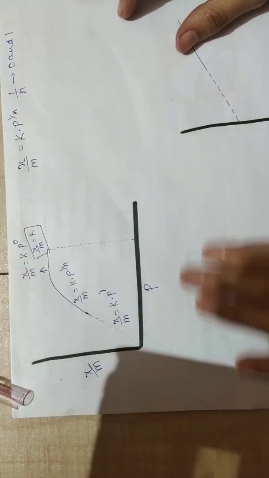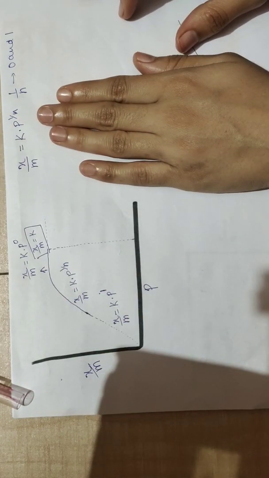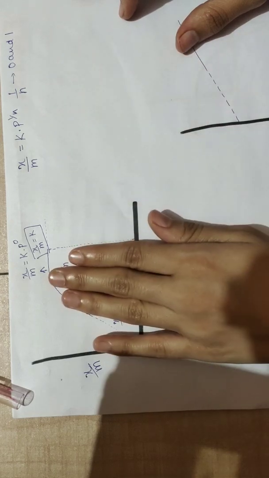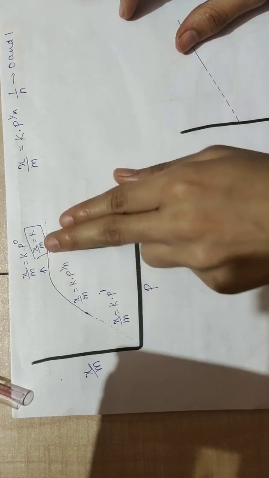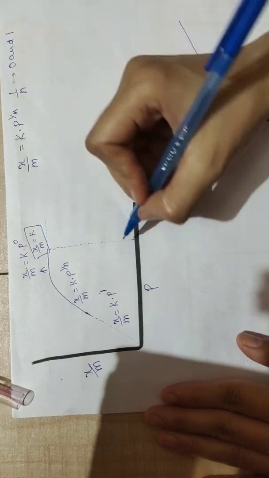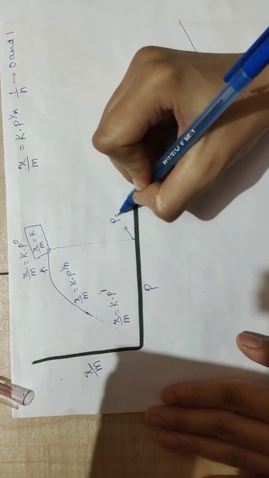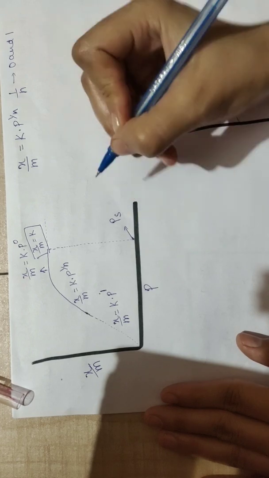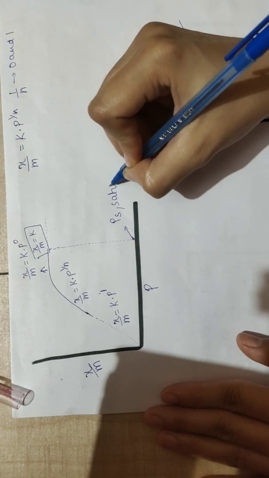Now this was a graph regarding this equation, at low, at moderate and at high value of pressure. Now you can see a dotted line. This line denotes Ps. This is saturation pressure.